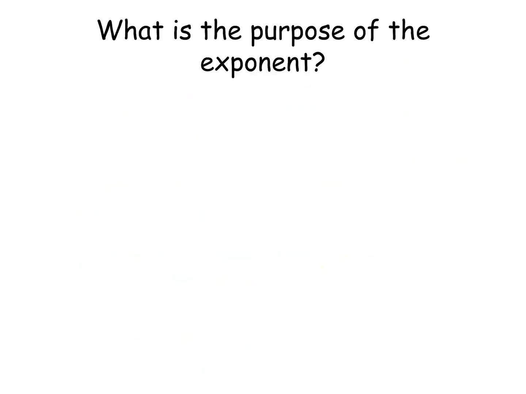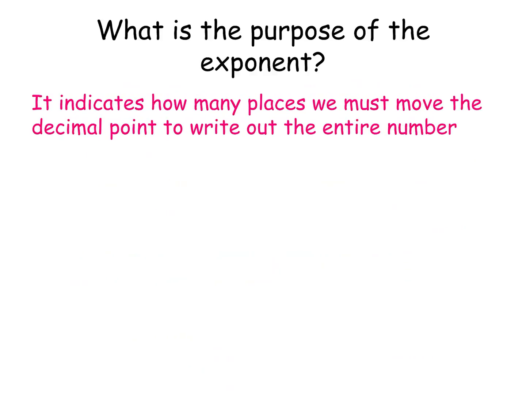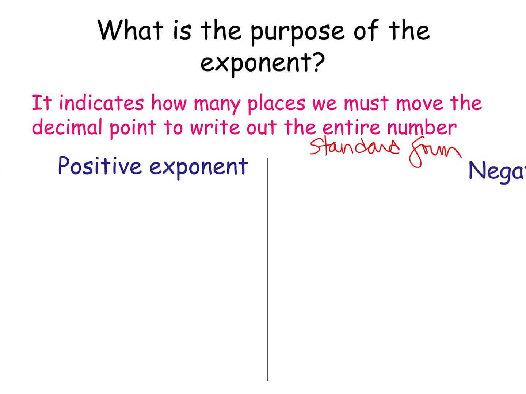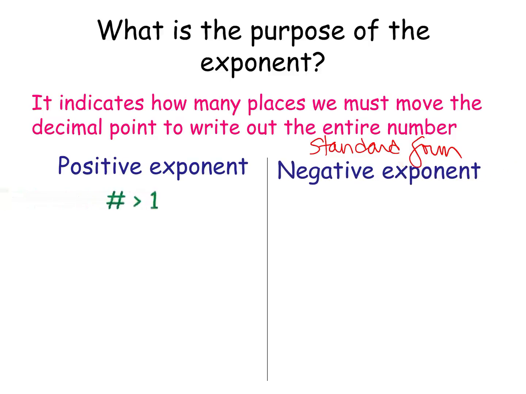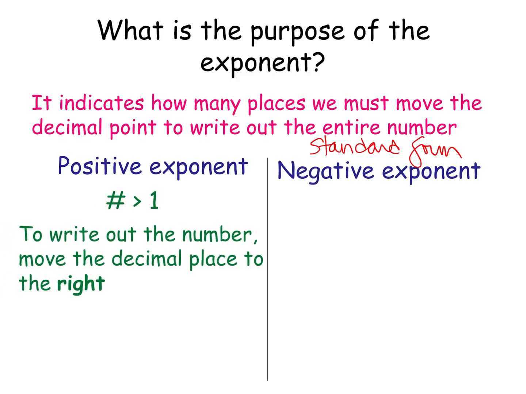Like we just mentioned, the purpose of the exponent is to show how many places you're going to move your decimal point in order to write out the number in what we call the standard form. Okay? So if you have a positive exponent like we did on the other page, you have a number that is greater than 1. To write your number that is now in scientific notation into the standard form, you're going to move your decimal place to the right as many spots as the exponent tells you.